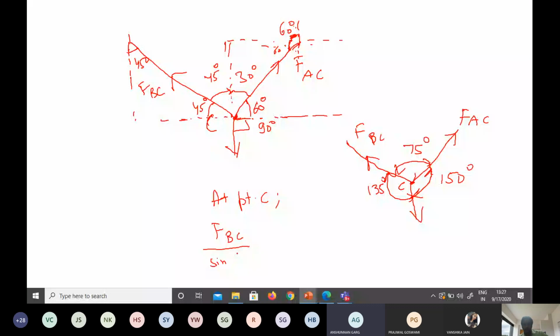Sine 150. Similarly, FAC upon sine of the angle between the other two forces, that will be sine 135. Similarly, this is the weight here. How much weight is there? Can anybody tell me? What is the weight hanging here? 15 Newton. So 15 upon sine of 75 degree. These questions are very, very simple.